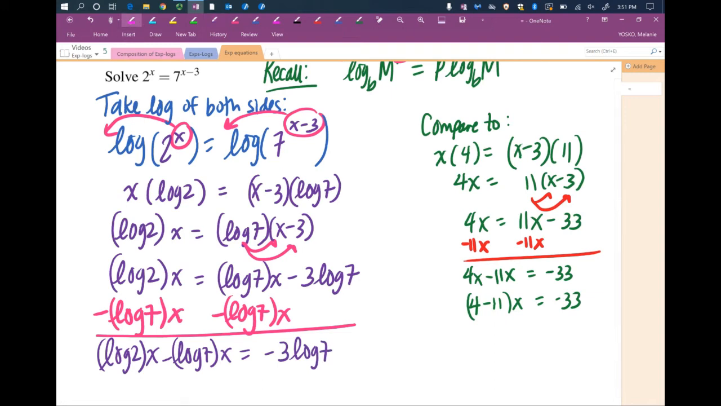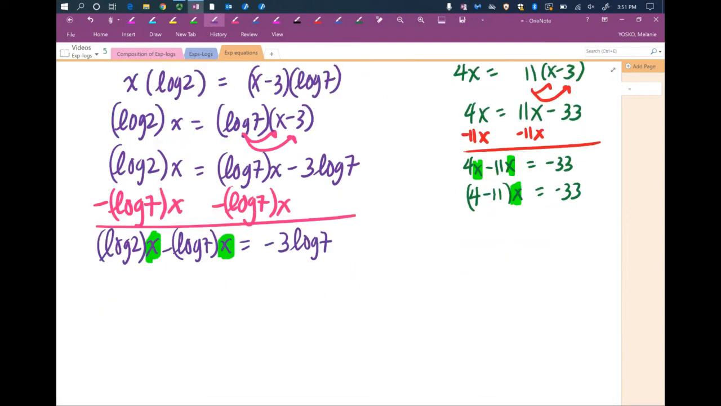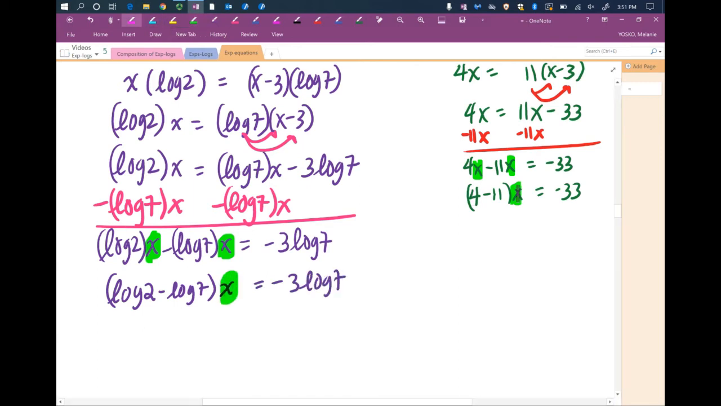times log 7. In the same way I did over here, I'm going to factor out an x. They both have an x, right? Same way we did here. And I'm going to just subtract the numbers. Log 2 minus log 7. They both have an x. So I'm factoring out the x right here. Okay, then go back to this problem.